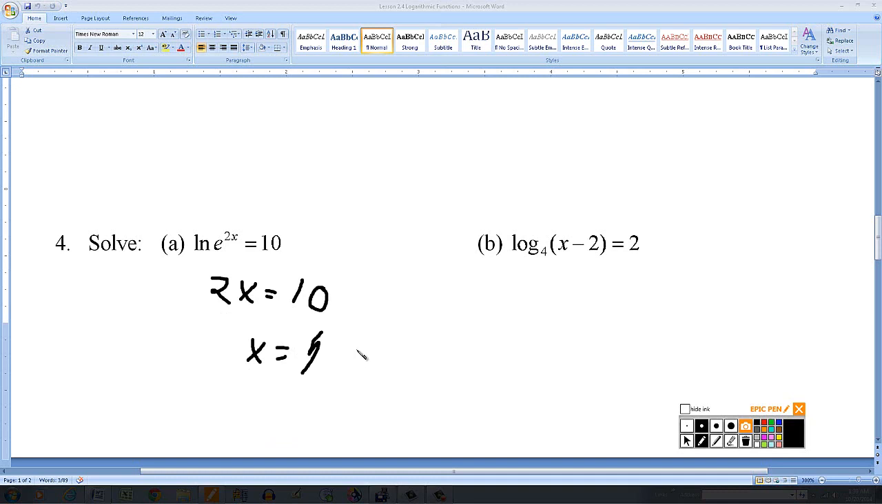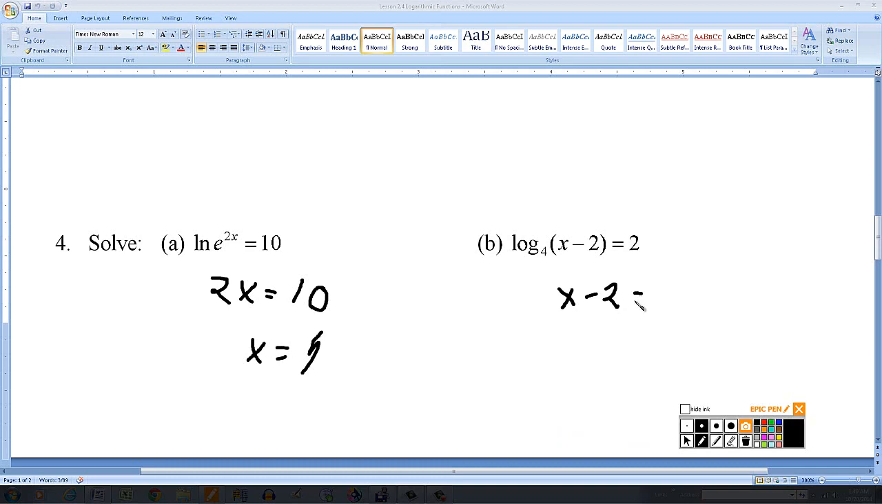Okay, the next one, we have the log of x minus 2 to base 4 is equal to 2. We want to solve for x. So again, what I'm going to do here is rewrite this one, because in this case I can't simplify the left side like I did over here. It's a different type of problem. I'm going to write it in exponential form. So in exponential form, using the definition, this would just mean that x minus 2 would have to equal 4 to the 2.